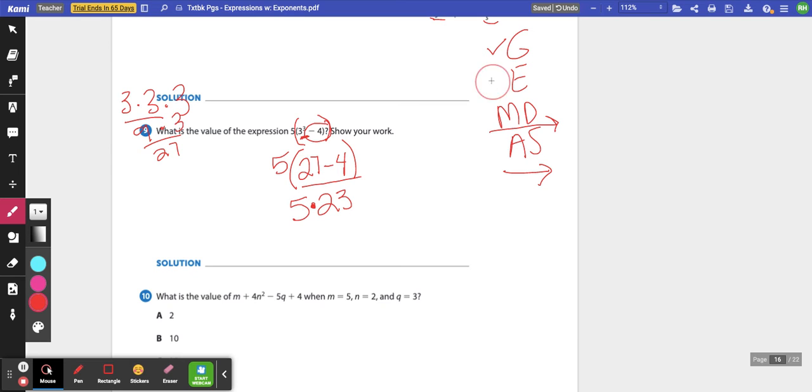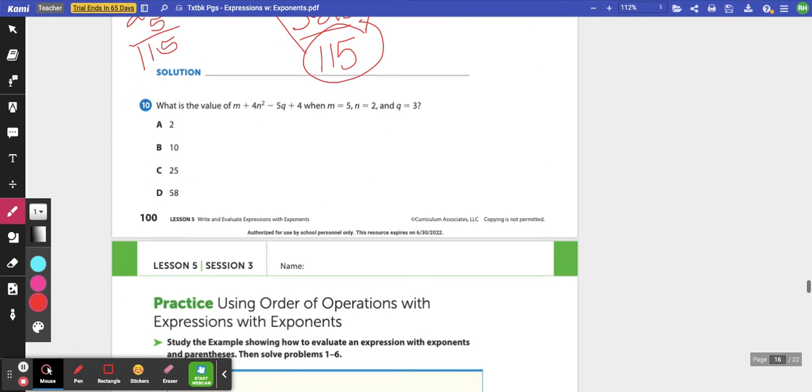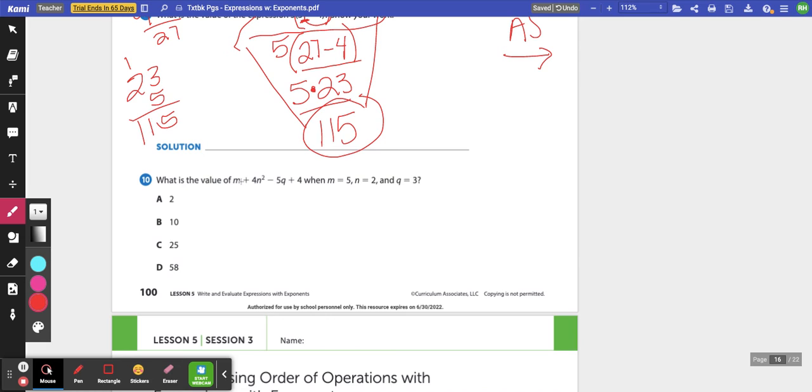Do I have any exponents? No. Moving on. Do I have multiplication, division? Yes, I do. That's all that's left. So I've got to do 23 times 5, and that is 115. Notice I've got my little pizza slice here. Yay! So 115.